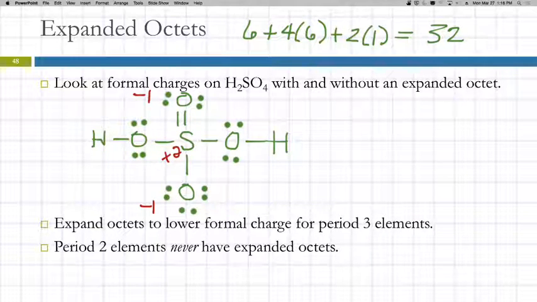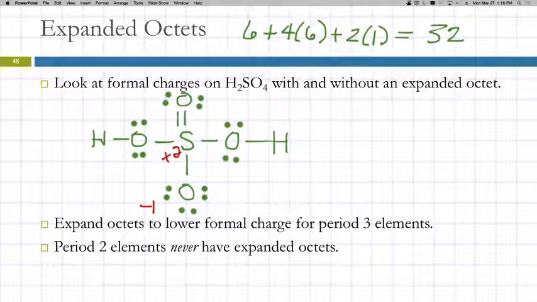Does the oxygen still have an octet? It does. And oxygen has to have an octet. It can't expand because it's in period 2. Sulfur's in period 3, and it can expand. So now it's got 10 instead of 8. But sulfur can do that.